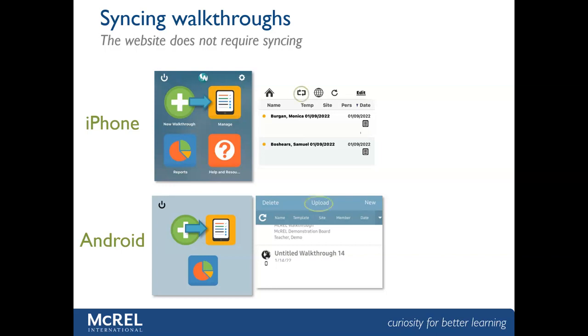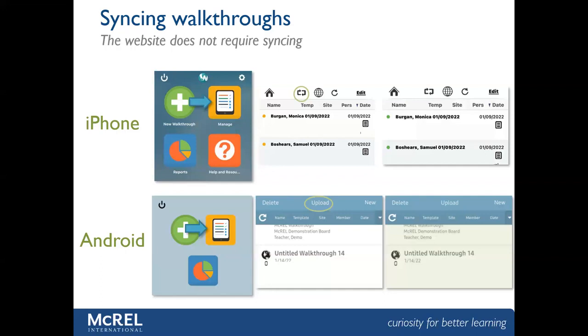If you click the icons on the toolbar, either the rectangle of arrows or the upload, you can then successfully sync to the server, which you would know on the iPhone when you see the bubbles go green, that it was successful. And on the Android, the rows would be green, also indicating success.